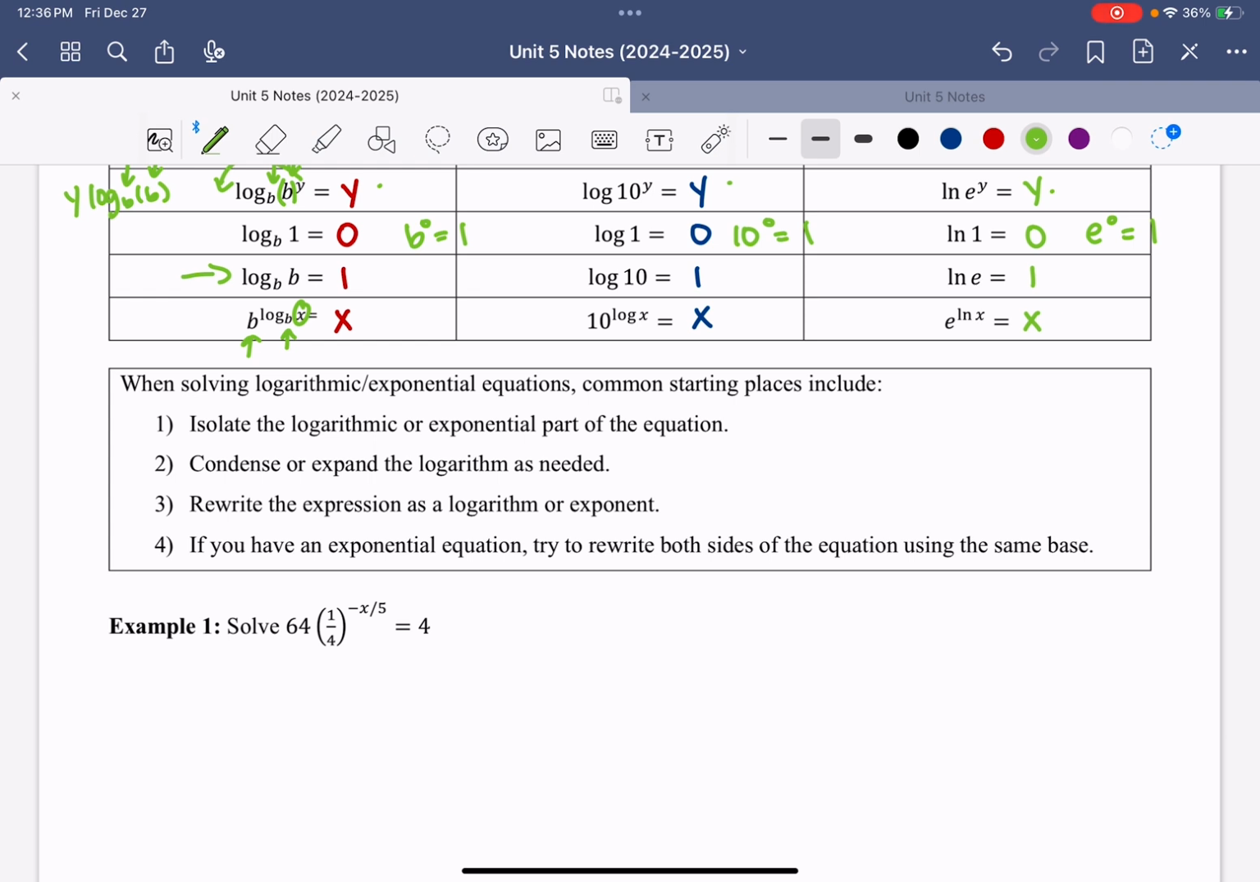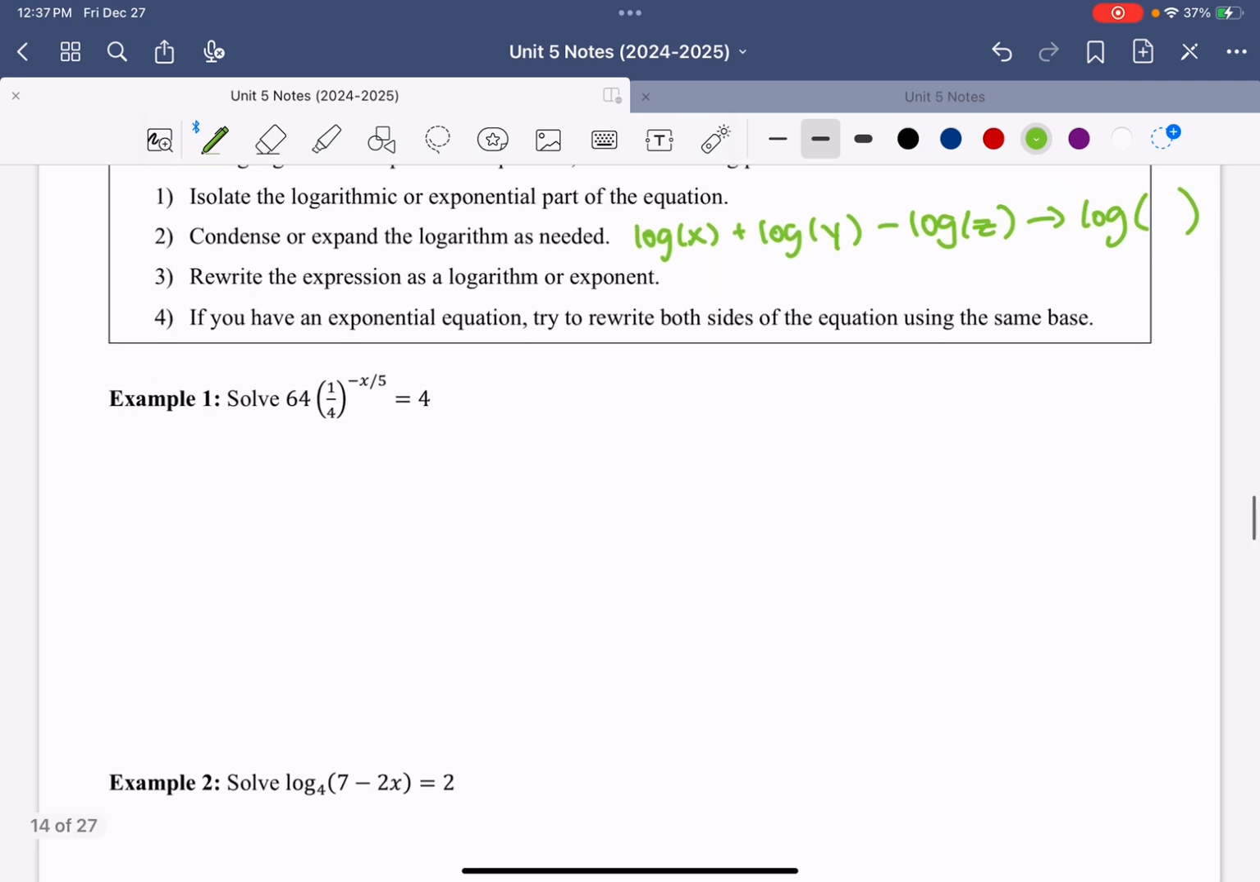Second, we should condense or expand the logarithm as needed. If you're given something with a lot of different logs, like log of x plus log of y minus log of z, for instance, it's helpful to get that into a single logarithm with a single argument. Third, rewrite the expression as a logarithm or exponent. If you can, converting between exponential and logarithmic form is helpful. And fourth, if you have an exponential equation, something else you can do without going into a logarithm is to try to rewrite both sides of the equation using the same base. We're going to see all of these different methods in these examples. So the first one we're going to look at is example 1.